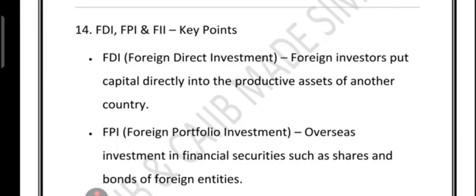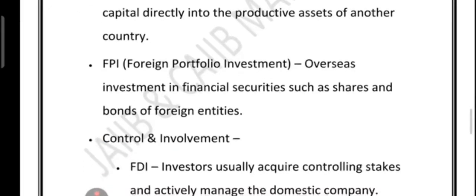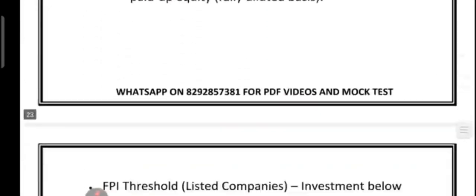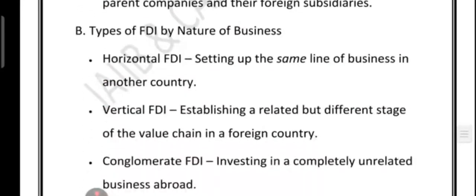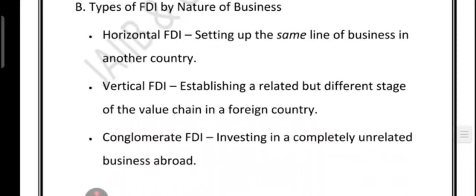What are the types of FDI? I told you vertical FDI, horizontal FDI, conglomerate FDI, platform FDI. These are the different types of FDI. So here you can see types of FDI by nature. I told you. What is the meaning of horizontal FDI? Means you start the same type of business in another country. For example, an Indian clothing brand opening a store in the US.